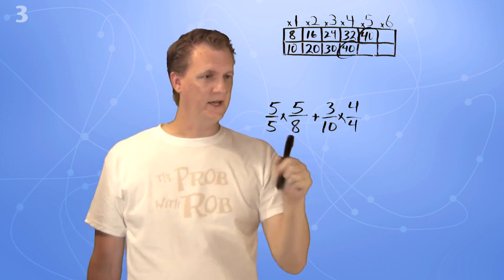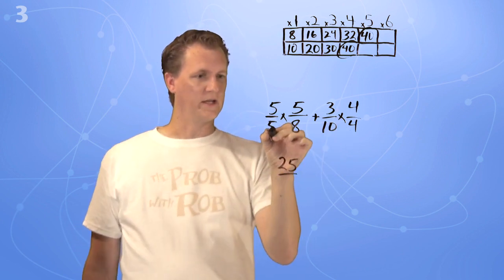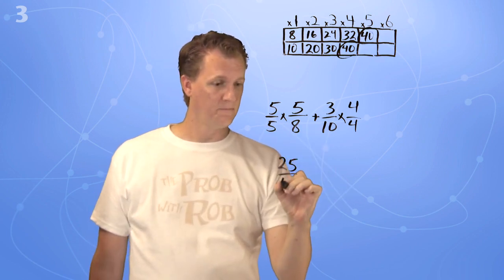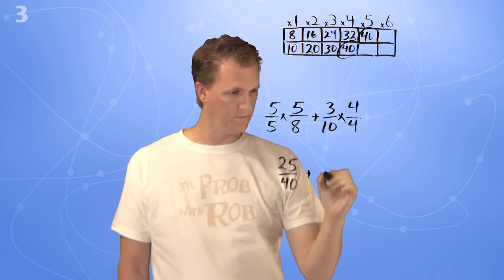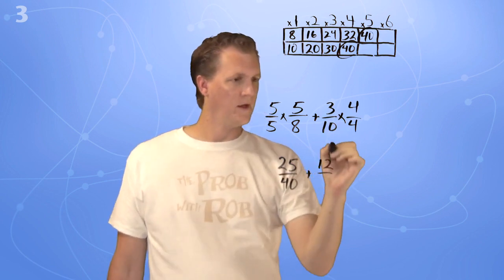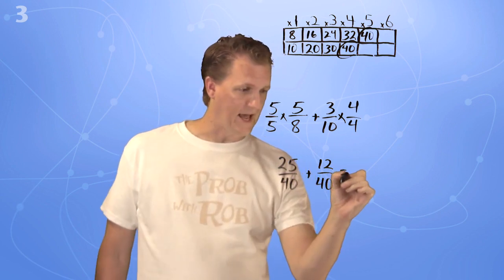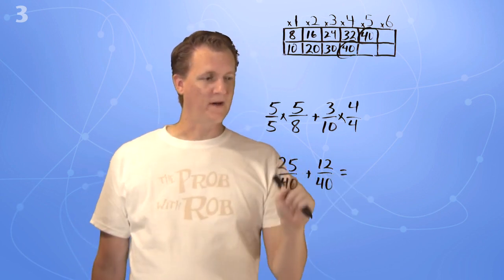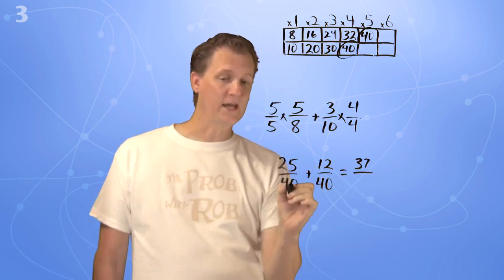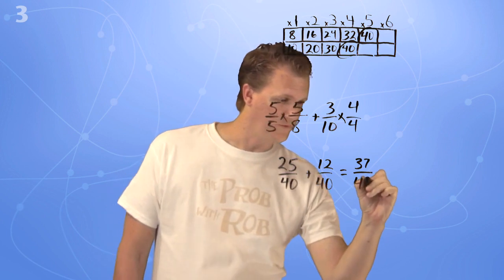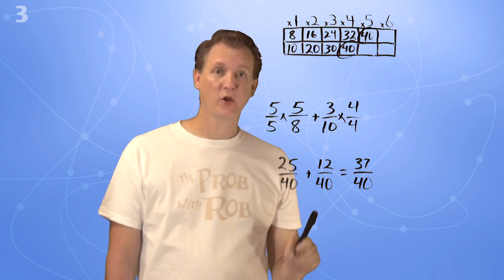So now we'll multiply this side. 5 times 5 is 25 for our top number. And then 5 times 8 is 40. And then plus. And then on this side, we have 3 times 4 is 12. And then 10 times 4 is 40. So now we have like fractions, and we can add them using the simple procedure. So 25 plus 12 is 37. And then we keep the same bottom number, which is 40. So 5/8 plus 3 over 10 equals 37 over 40.